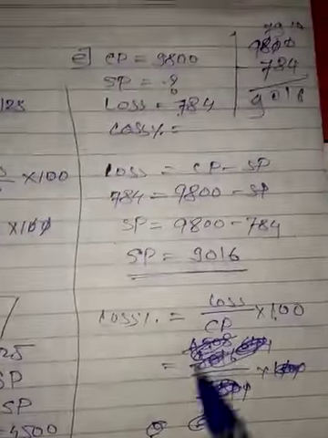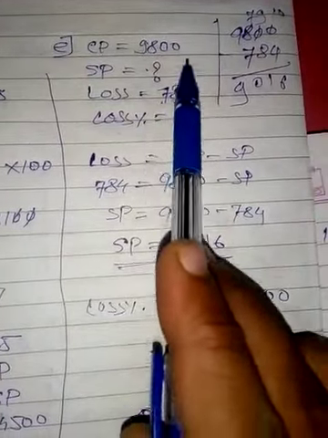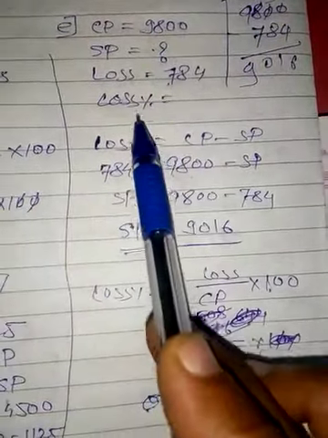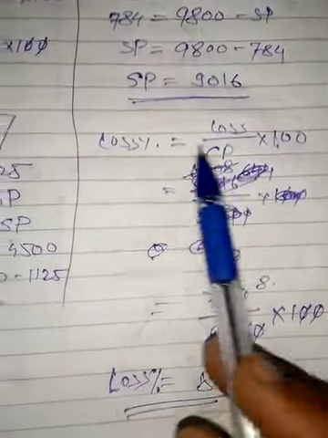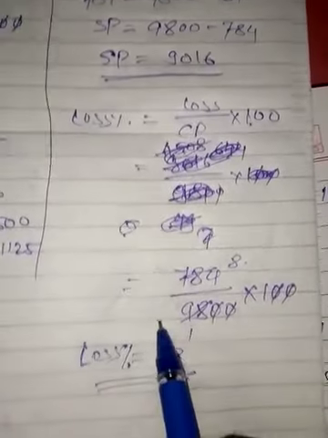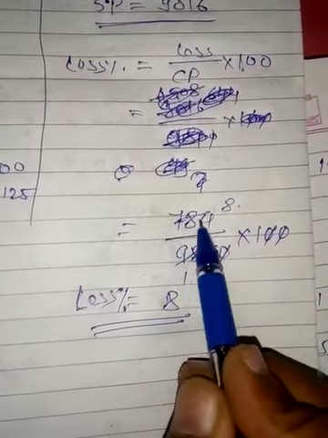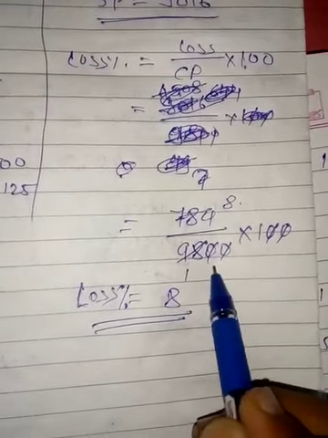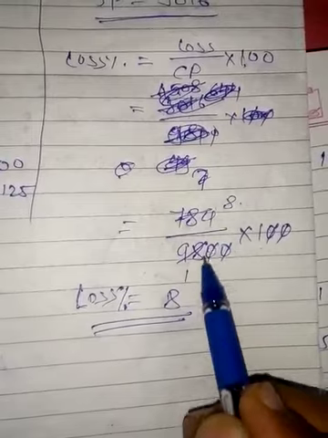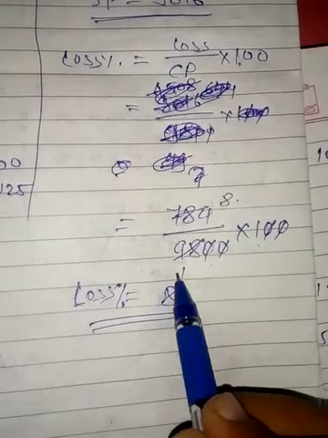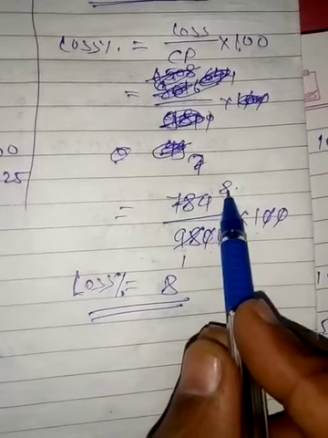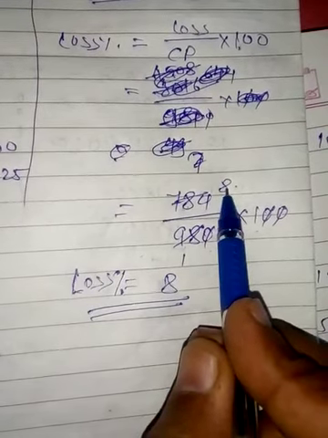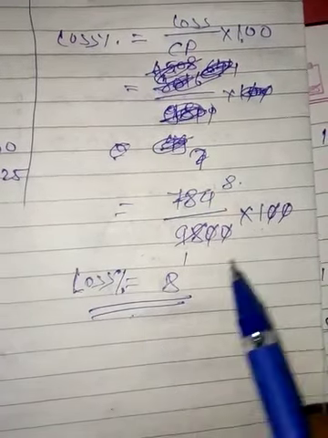So we have the loss, and the selling price also we get. So we will find the loss percent. What is the loss percent formula? Loss upon CP multiplied by 100. Loss percent we have to find. Loss is 784 upon 9800, that is CP, multiplied by 100. The 00 cuts, 784 upon 98. So 98 ones are 98, 98 eights are 784. So therefore the loss percent is 8.